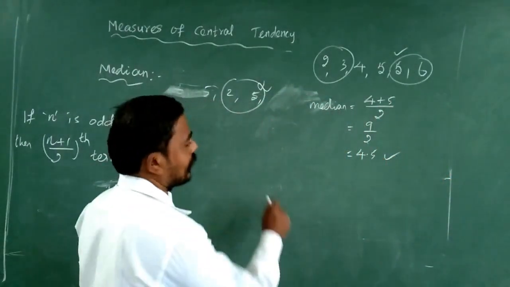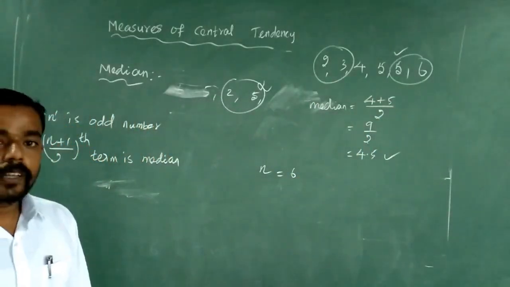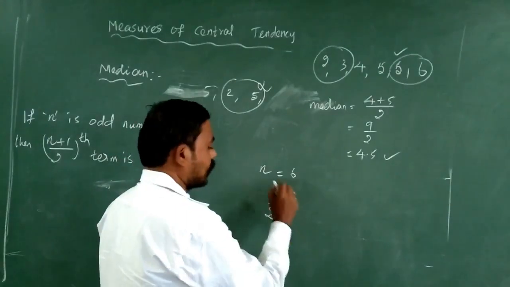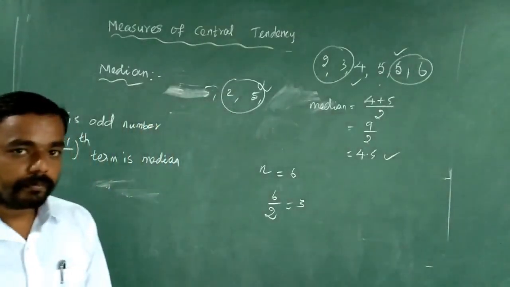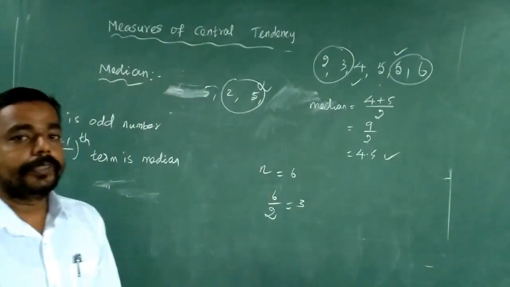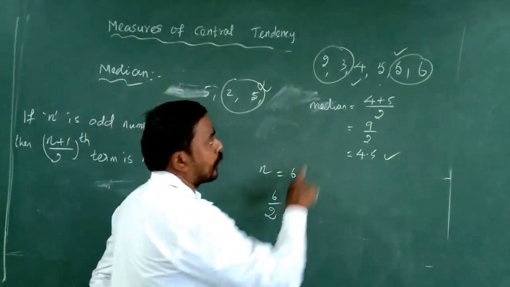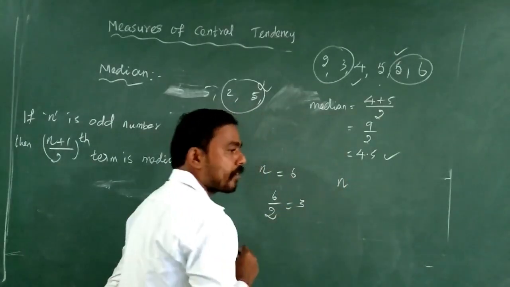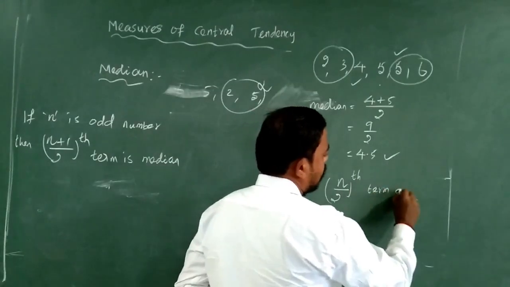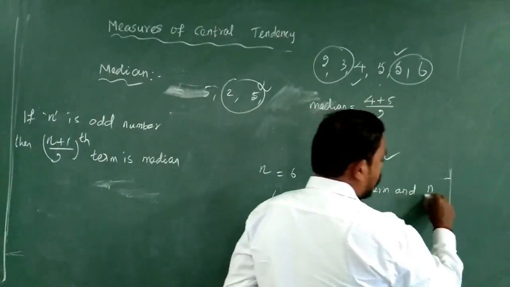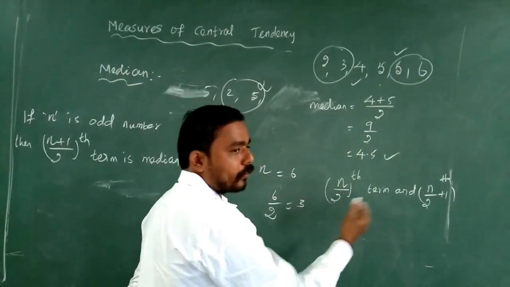Okay. Now consider n. n equals 6 here, the number of terms is 6. Now 6 by 2 is nothing but 3, so the third term. Then what about the fourth term? So we are going to give 2 middle terms when n is even. If n is even, that is the n by 2 term and the n by 2 plus 1 term. n by 2 plus 1 means 3 plus 1, the fourth term.